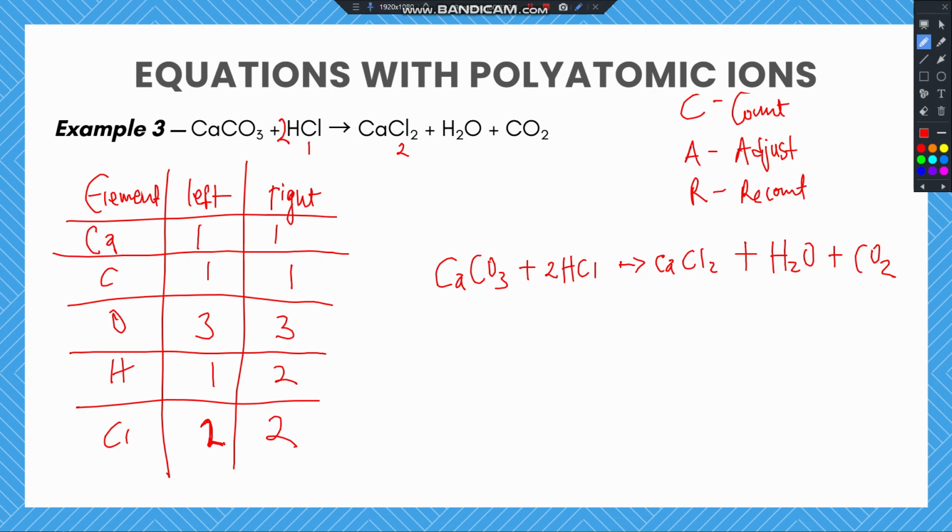For calcium, I still have 1 on both sides. For carbon, I have 1 on the left. On the right hand side, I still have 1. For oxygen, I have 3 on the left. Let's write that out. And I still have 3 on the right. For hydrogen, I now have 2 on the left. On the right side, I have 2. So let's write that out. 2 on the left, 2 on the right. And then for chlorine, I now have 2 on the left and 2 on the right. So the equation is now fully balanced.